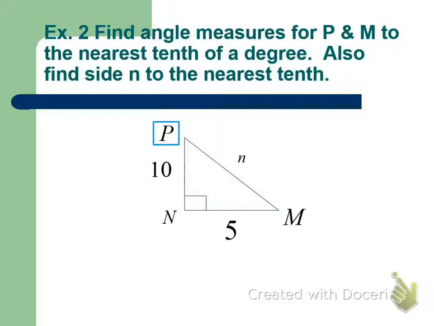Okay, so tangent of angle P is equal to what? 5/10. If you want to simplify that, you can. You don't necessarily have to. In order to get the angle by itself, what do we need to use? The inverse. So P by itself would be inverse tangent of 5/10. Again, if you reduce that to 1/2, that's fine. Your calculator can do it either way.